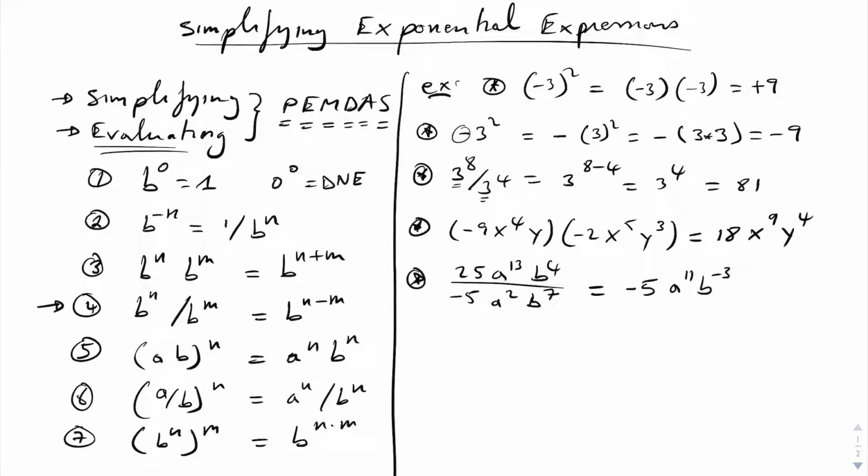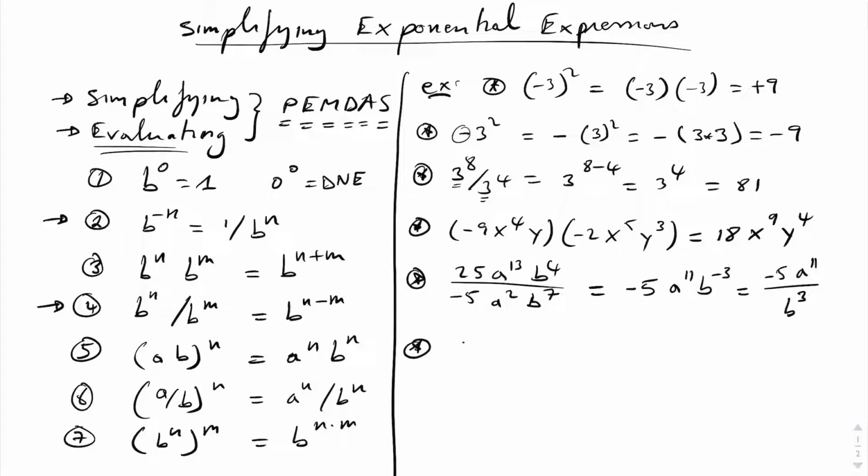Now, when you use rule 2 here, you can turn this b to the power of -3 and bring it to the denominator to change the exponent sign. Because in math, whenever you are simplifying an expression, it's usually preferable to leave them without negative exponents. And so you're going to have -5 times a to the power of 11 divided by b to the power of 3.